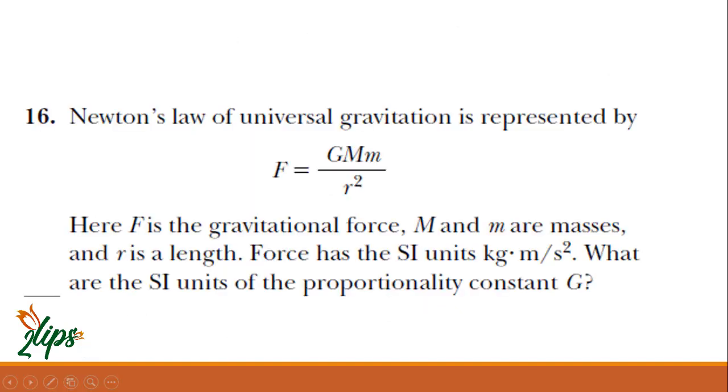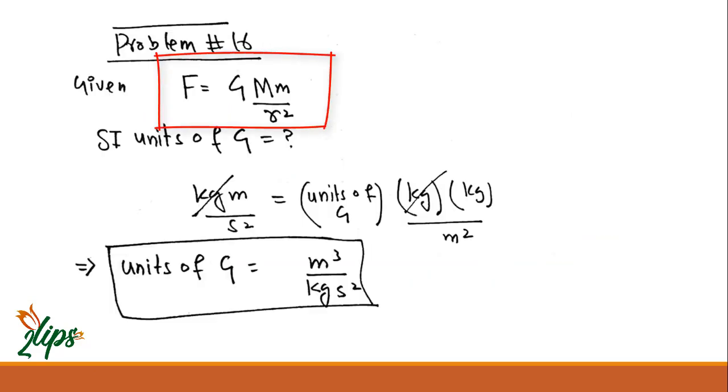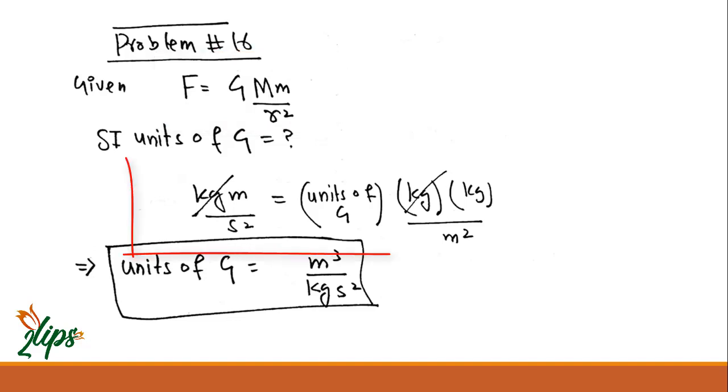Problem number 16. It is a very simple problem. Newton's law of universal gravitation is represented by this formula, and we are asked to find the units of this gravitational constant G, while all other units are given: the units of force and masses. So let us put the units of all quantities. Units of force are kg meter per second squared, which equals units of G multiplied by the masses, kg into kg divided by m squared.